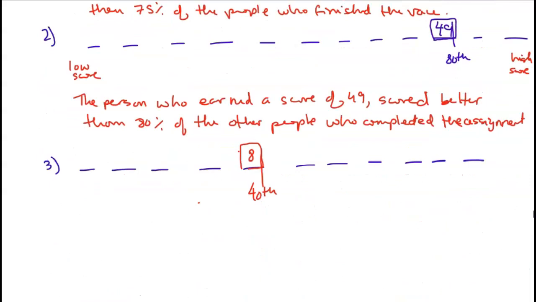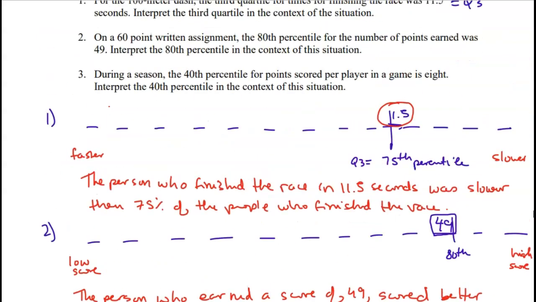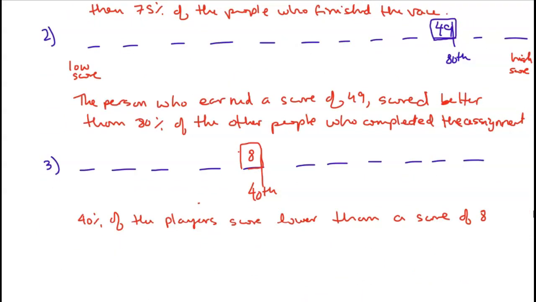40% of the players score lower than a score of 8 in a game, which by default means the 60% have a score of greater than 8 in a game. All right, so those are interpretations of percentiles in different scenarios.